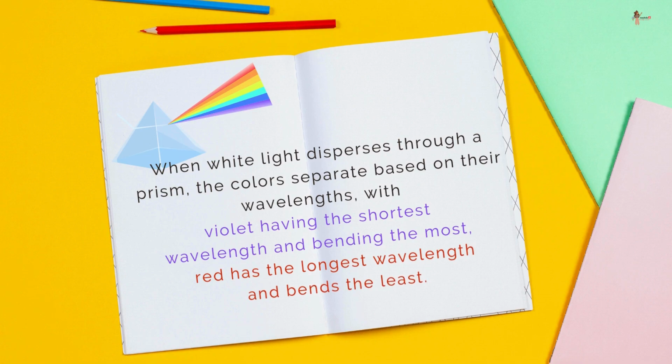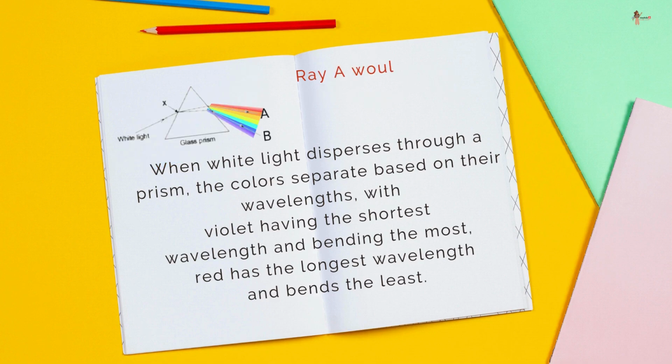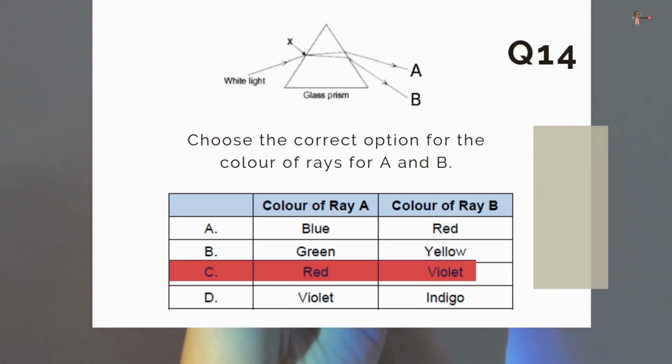So, in a diagram where ray B is closer to the base of the prism and ray A is further from the base, ray A would be red and ray B would be violet. Thus, option C is correct.